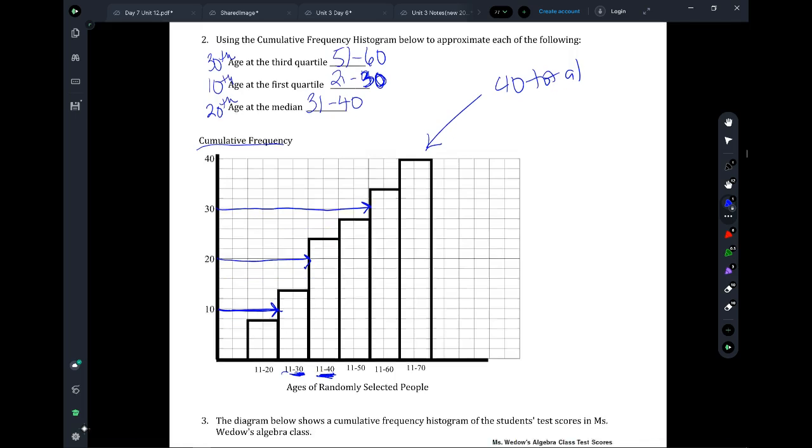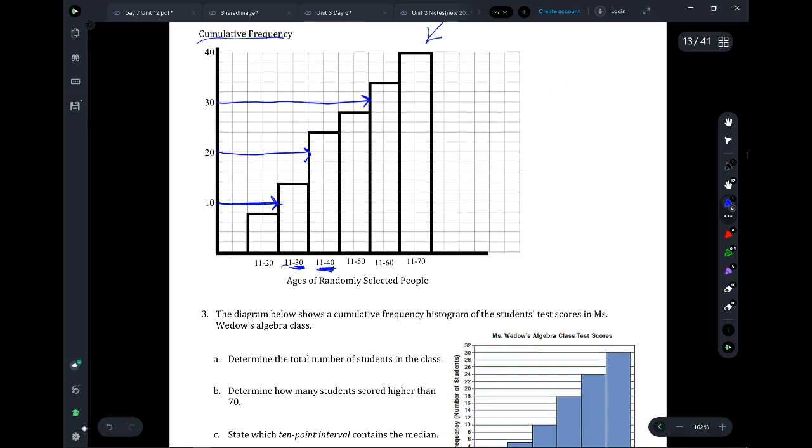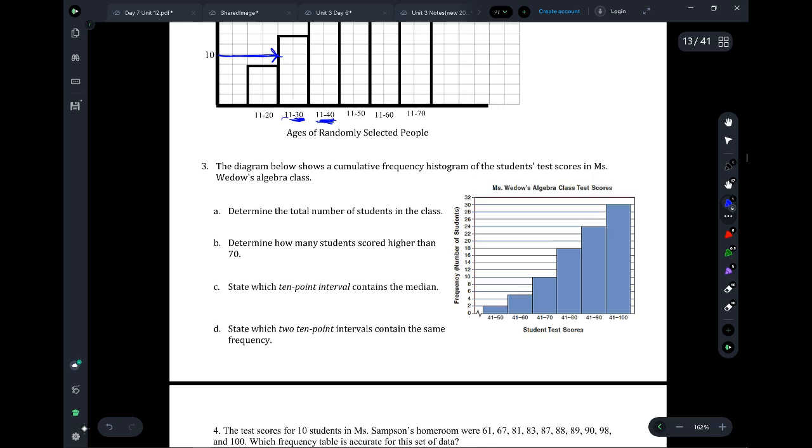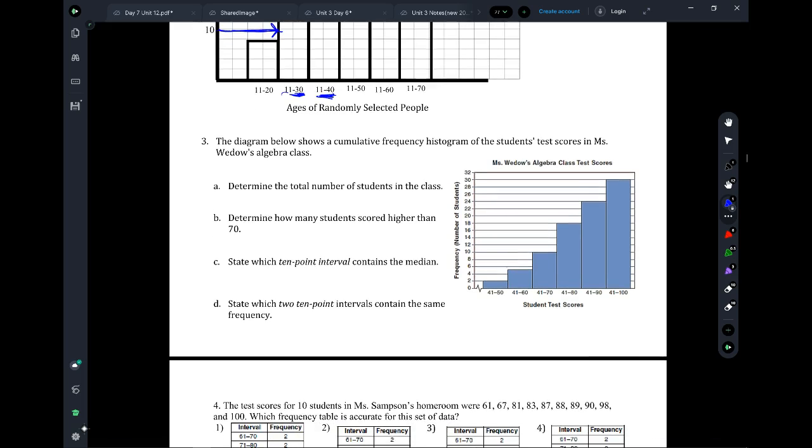Okay, one more practice here at the bottom. The diagram below shows a cumulative frequency histogram of students' test scores. Determine the total number of students in the class. So luckily this is a cumulative, so you can trust that last bar is the total, so there must be 30 total students in the class because that upper bar goes up to 30 people.